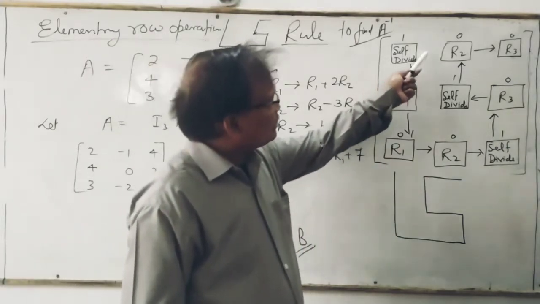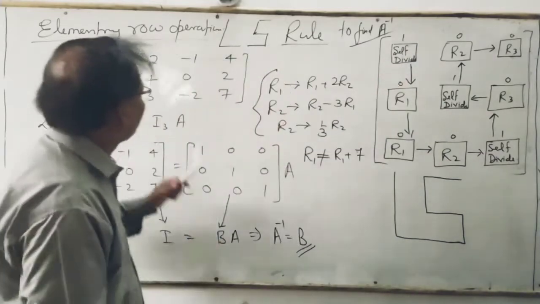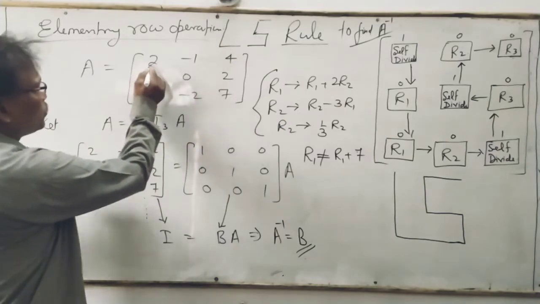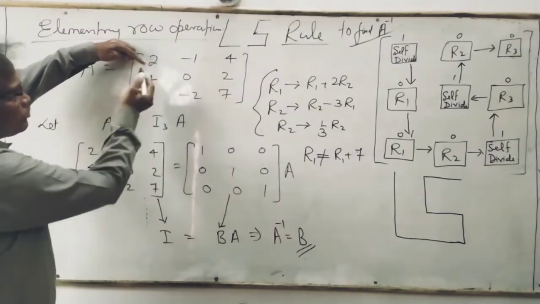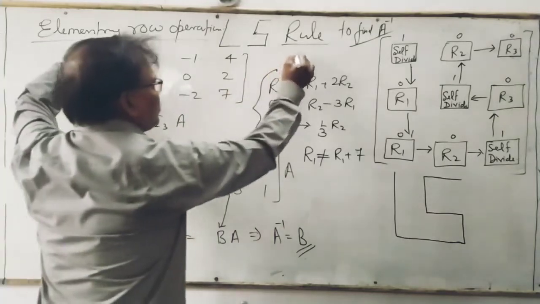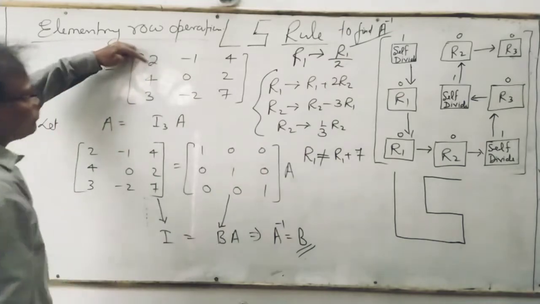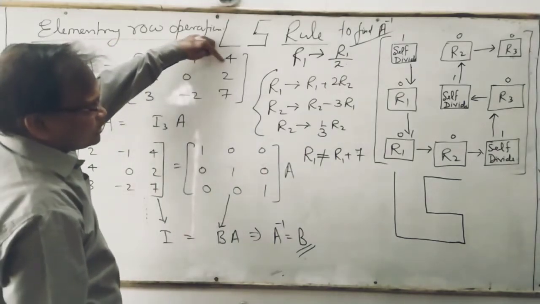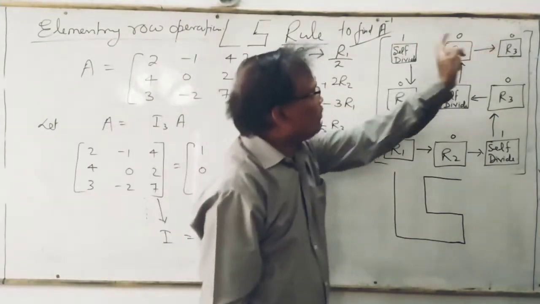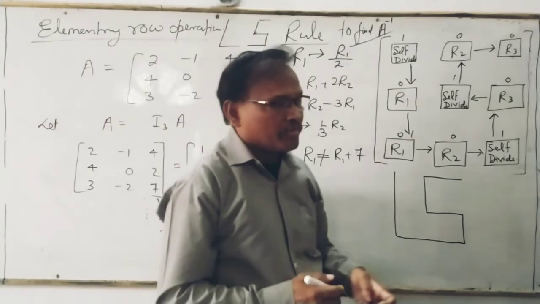So the first one, you have to self divide. Self divide means this 2 you have to change into 1 by dividing it by 2 again. So 2 by 2 is 1. So if we write here R1 by 2 like that, it will be 1, minus 1 by 2, and 4 by 2, that is 2. So it will change into 1, minus 1 by 2 and 2.